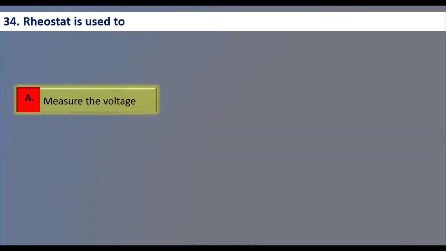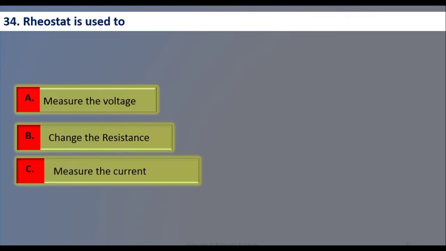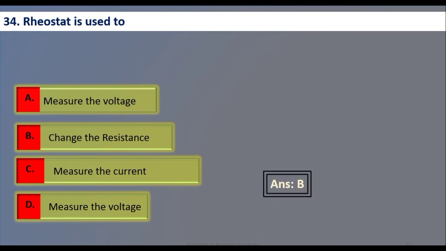Rheostat is used to measure the voltage, change the resistance, measure the current, or measure the voltage. As it is used to change the resistance, therefore option B is the right answer.